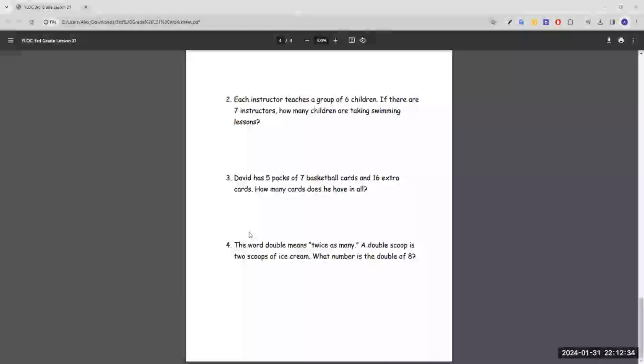Number 4, the word double means twice as many. A double scoop is 2 scoops of ice cream. What number is the double of 8? So the double of 8, that's just 8 times 2. And when you solve that, that would be 16. That's all we're going to do for today.